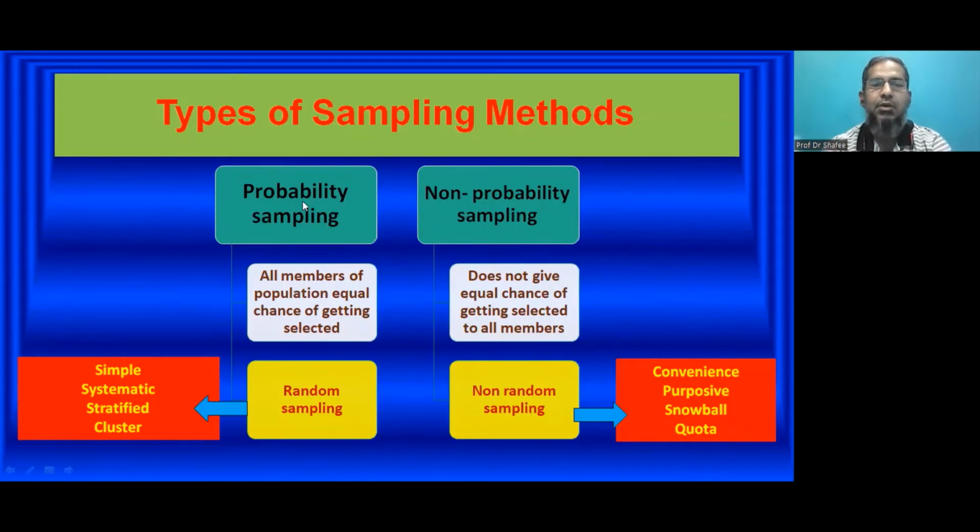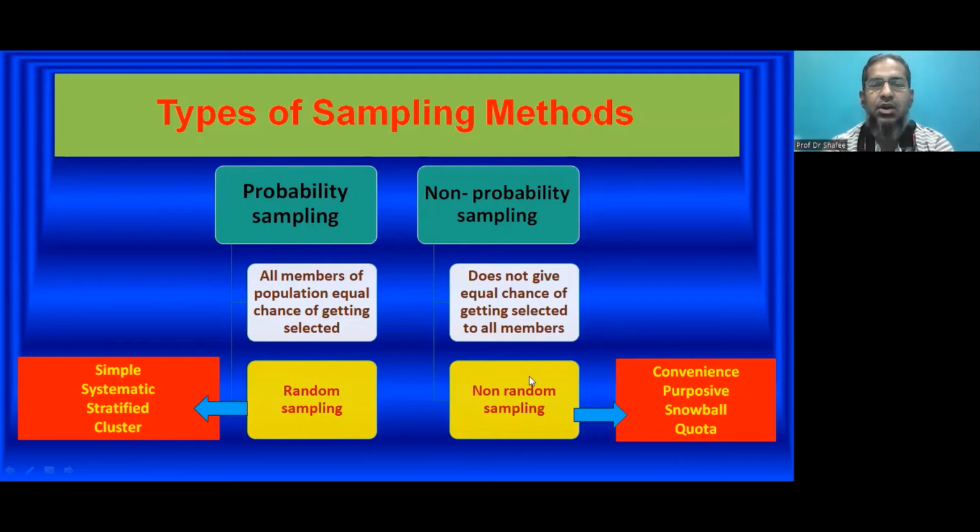What happens in this type of sampling? Probability means the chance. All members of the population will have an equal chance of getting selected for the study. Therefore, it is called random sampling. The types of random sampling are simple random sampling, systematic random sampling, stratified random sampling, and cluster random sampling. These are the commonly used types of random sampling methods.